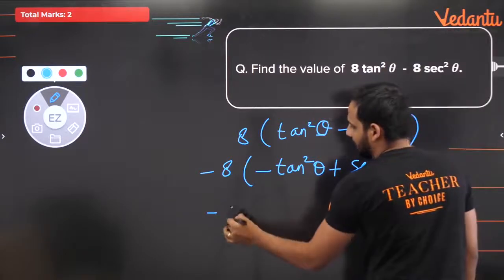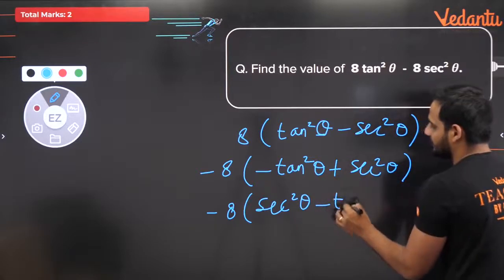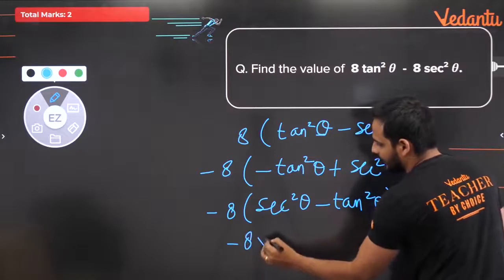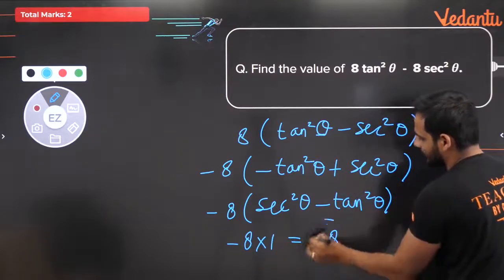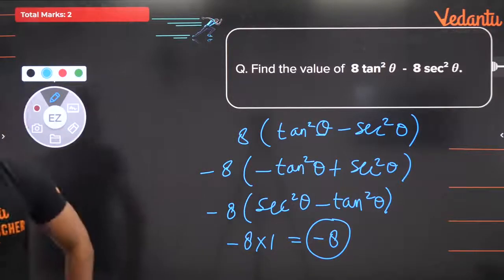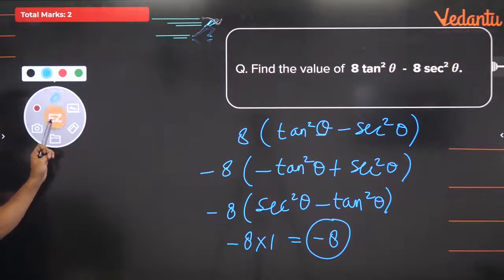Okay, so it has become minus 8 times sec square theta minus tan square theta, and we know this is an identity which is equal to 1. So minus 8 into 1 is equal to minus 8. So the correct answer for this is going to be minus 8. Got it? Let's move to the next question.